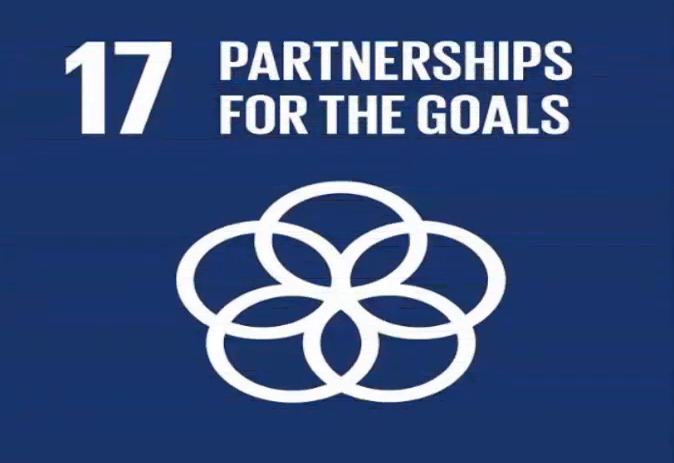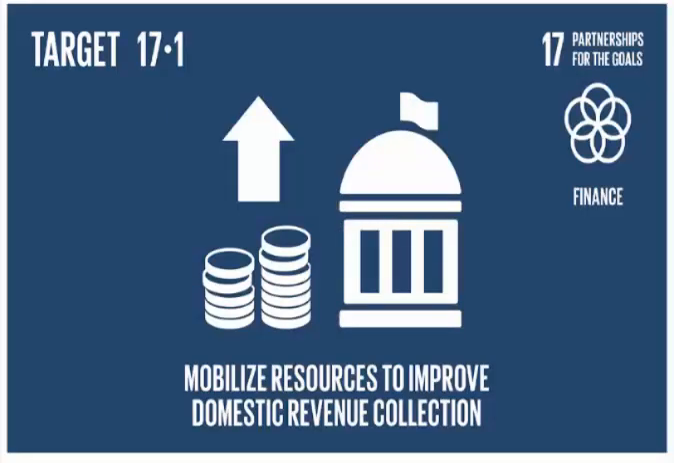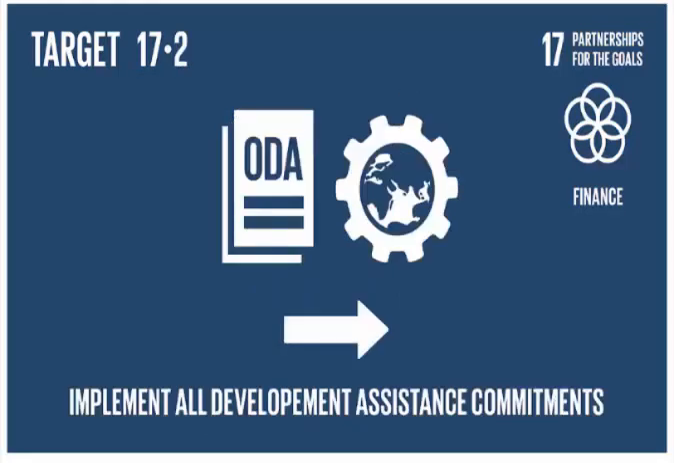The last SDG is the SDG number 17, Partnerships for All Goals. It aims to strengthen the means of implementation and revitalize the global partnerships for sustainable development. And it has 19 targets. Target number 1. Strengthen domestic resource mobilization, including through international support to developing countries, to improve domestic capacity for tax and other revenue collection. Target number 2.